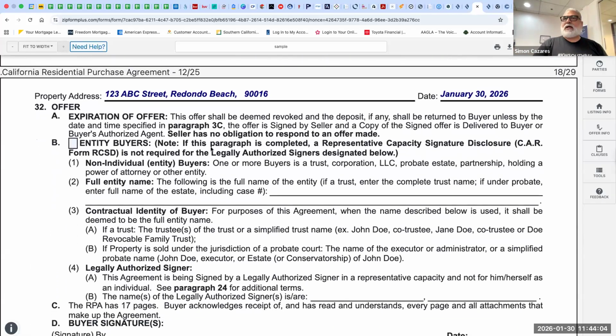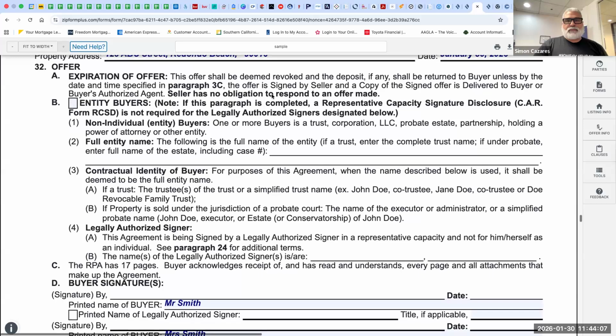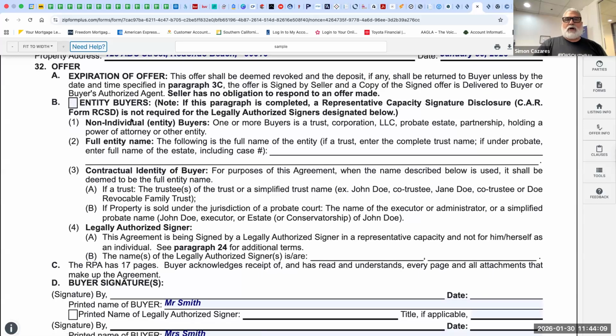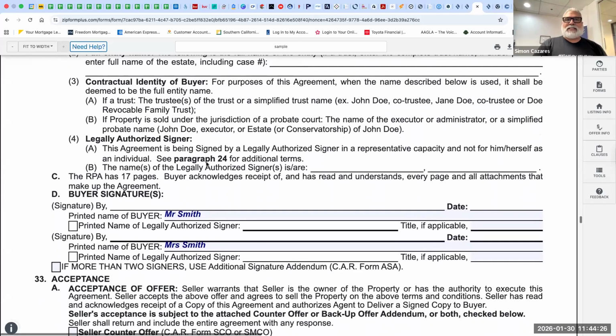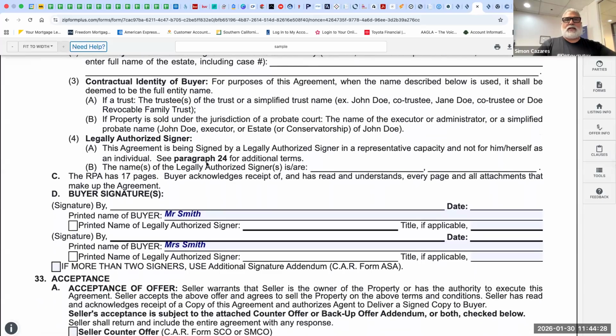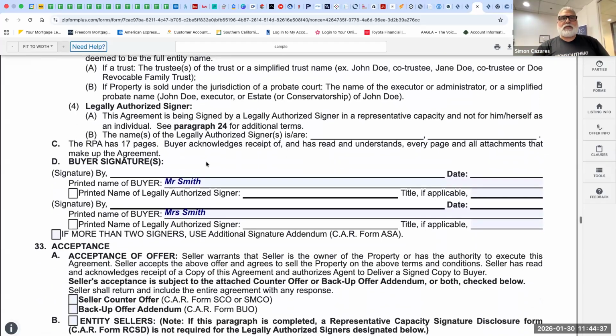Offer and expirations, we talked about 3 days. It also says if you are representing in the capacity of an entity, then you would check here, entity buyer. If it's a trust, corporation, LLC, probate, or partnership, then you need to know who the person is that's going to be signing on behalf of that entity. Contractual identity of buyers, basically, if it's John Doe Co-Trust, revocable family trust, that's how it's going to be put in on the offer.